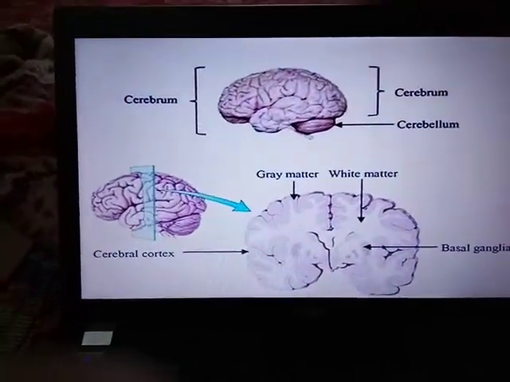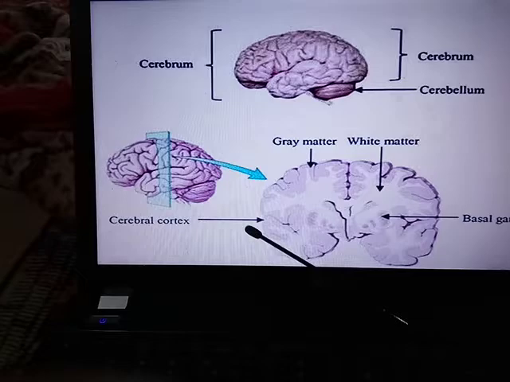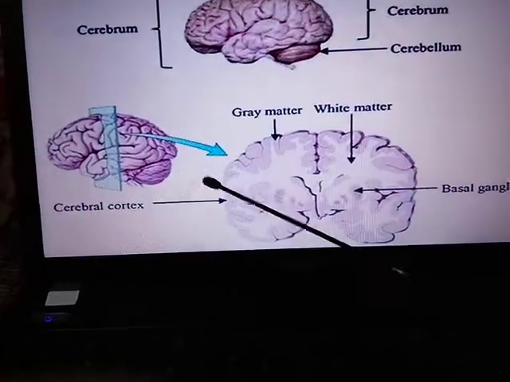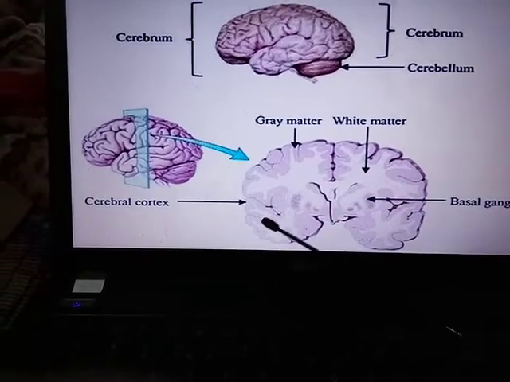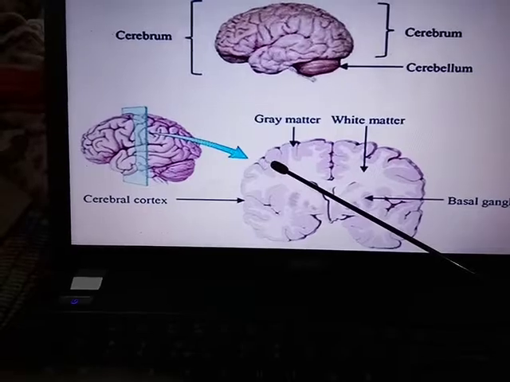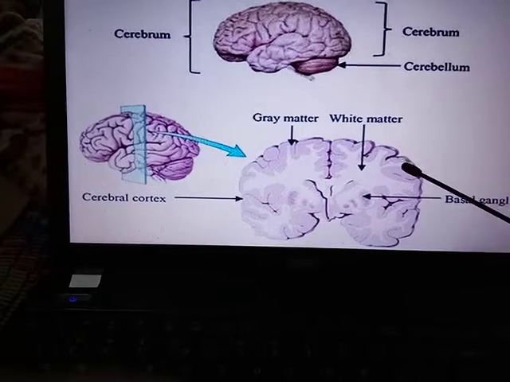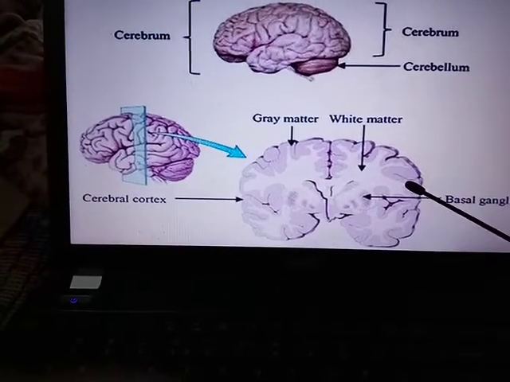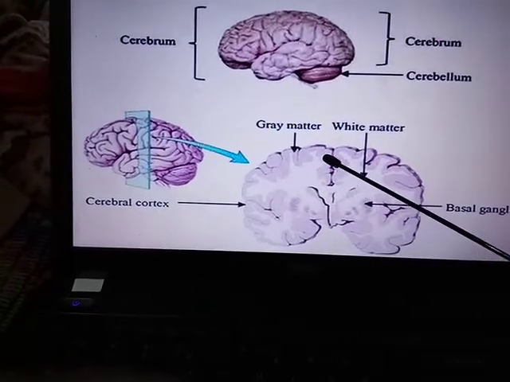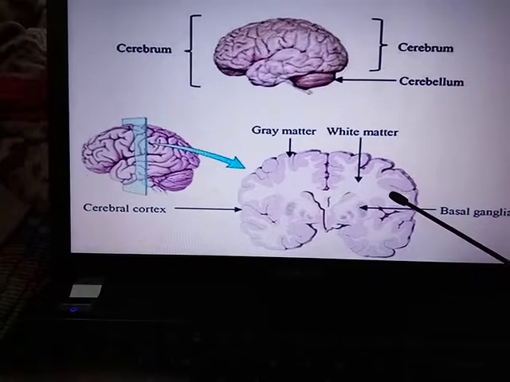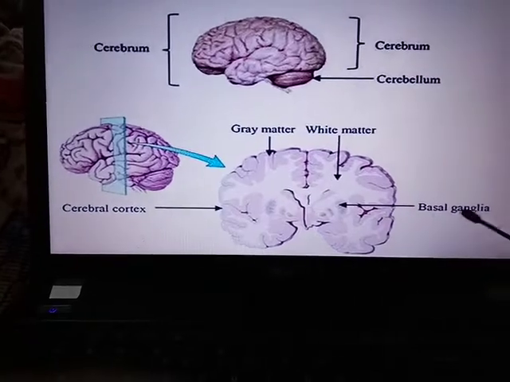Then the cerebral cortex, as we have taken the coronal section of the cerebrum. In this section you can see the cerebrum is covered by gray matter. This gray matter is called the cerebral cortex. This gray matter has various convolutions in the form of elevations called gyri and in the form of depressions called sulci. Within this gray matter you have the central core of white matter, with scattered gray matter nuclei called the basal ganglia.